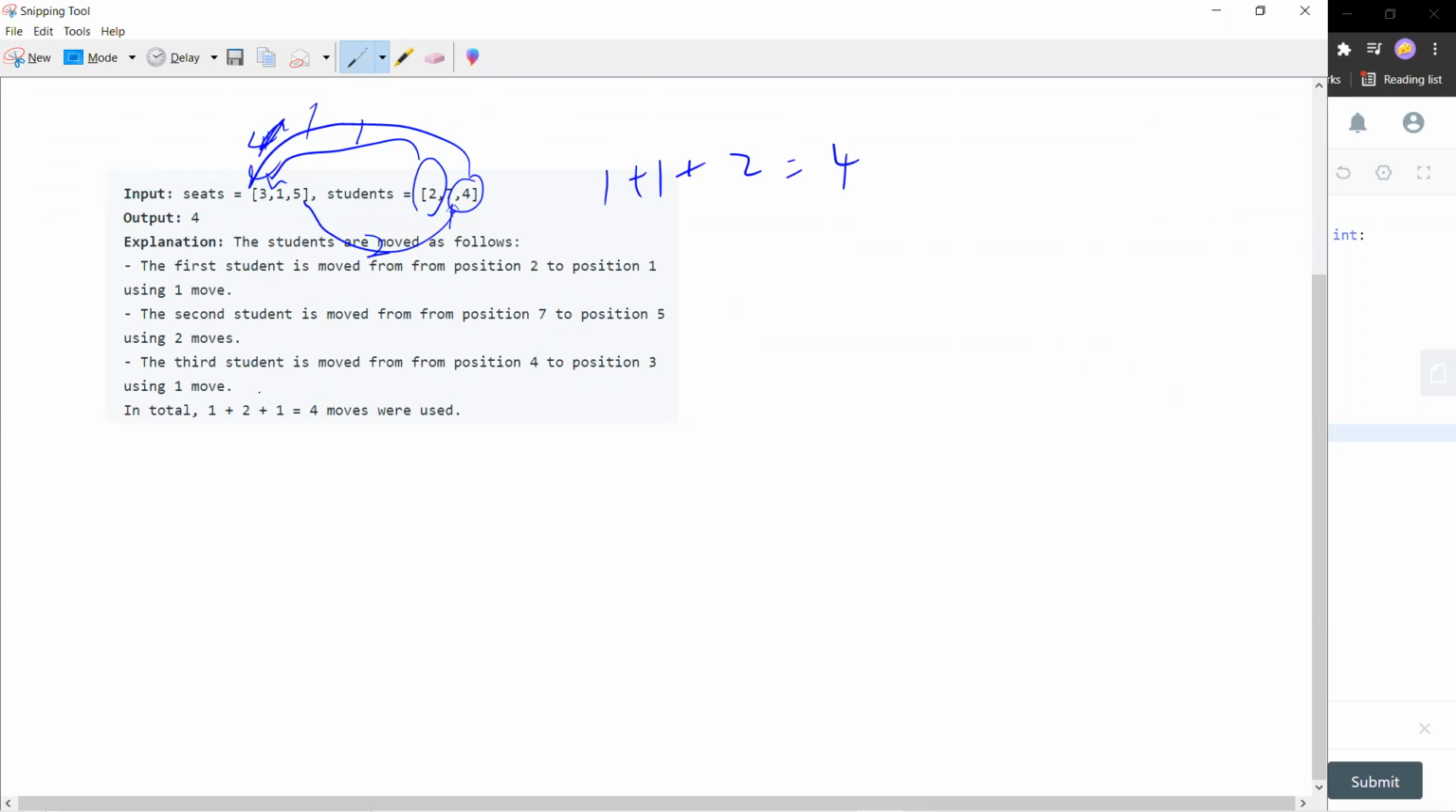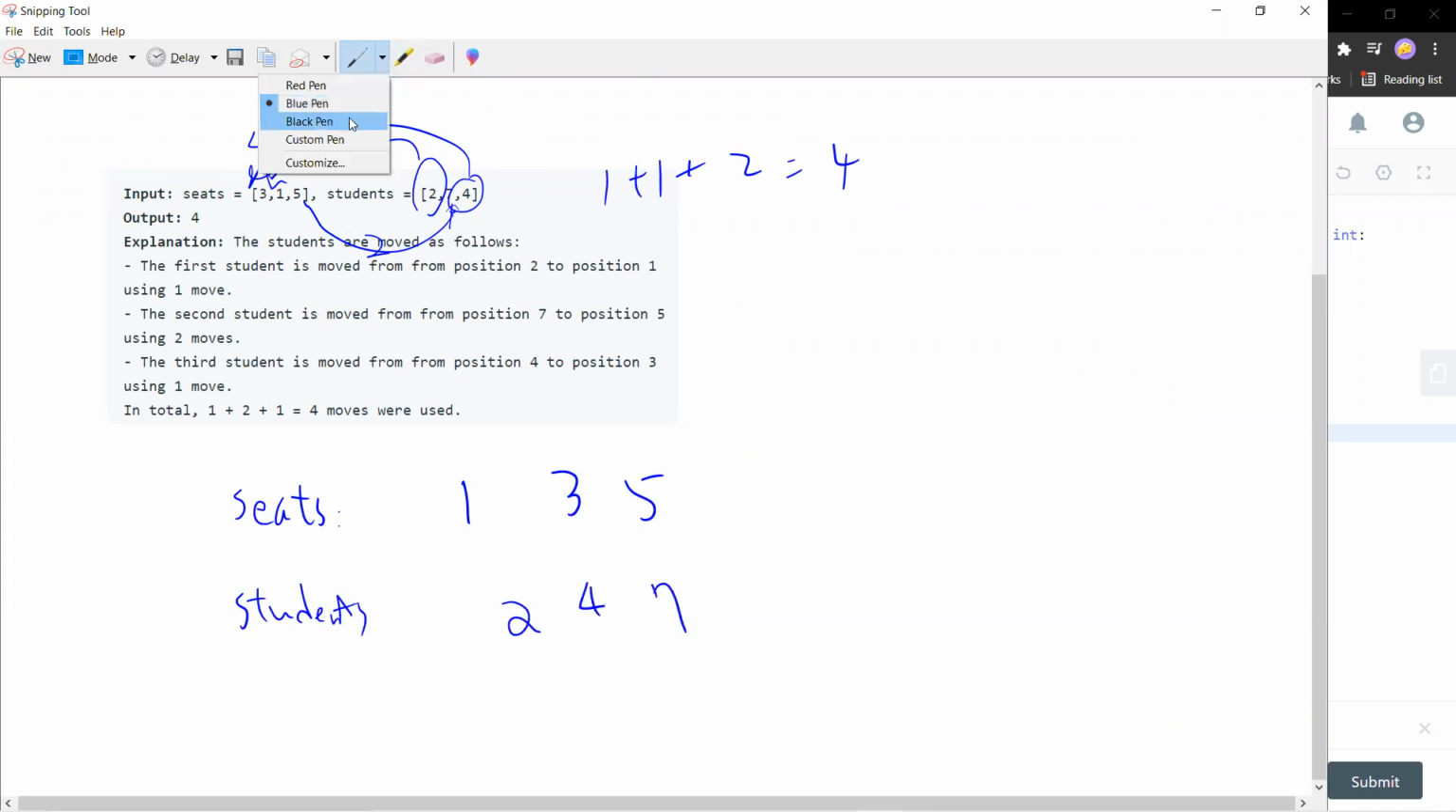Okay, so this problem is simple, right? Suppose I sorted our seats, so we have 1, 3, 5. So this is the seats, and I sorted the students, which is 2, 4, 7. Then I compute the differences, which is just 1, 1, 2. So the answer will be 4.